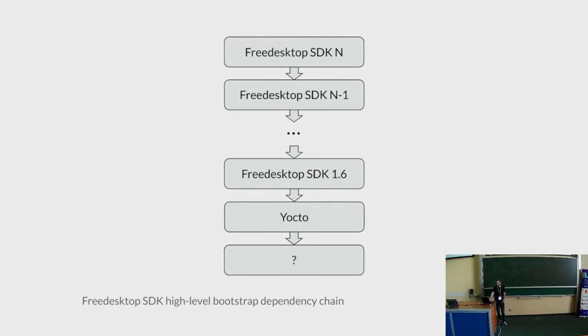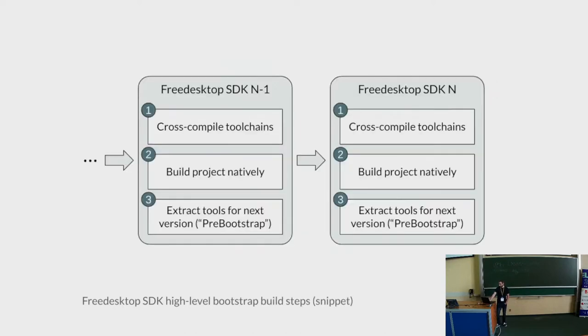And this is something which has issues that we'll discuss. But the issues start here, so let's focus on this part. If we look at how the Freedesktop SDK is built, you see that, for example, in order to build Freedesktop SDK version N, you need N-1, the one before it.